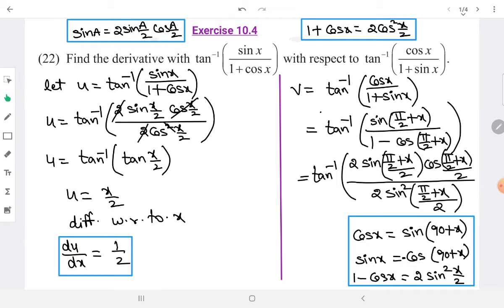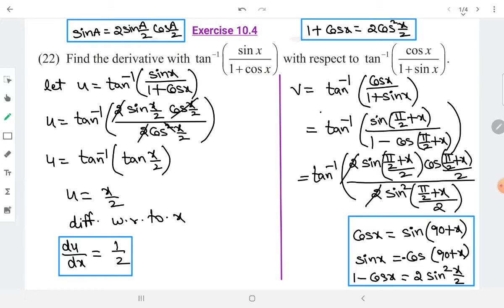In place of cos x, I have applied sin 90 plus x. In place of sin x, I have applied minus cos 90 plus x. And here 1 minus cos x can be written as 2 sine square x by 2. Now here 2 and 2 get cancelled.